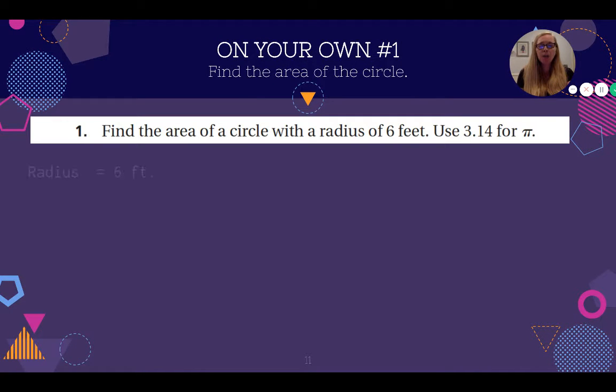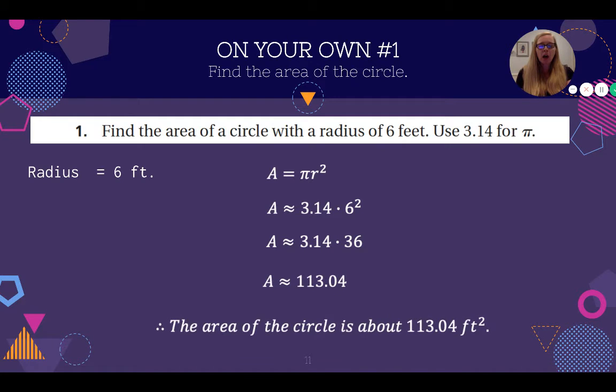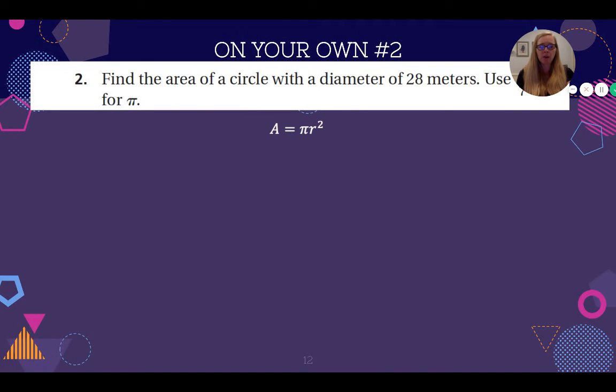On your own number 1, we are given a radius of 6 feet. We're going to write down our formula, plug in our numbers. We're using the decimal approximation because 6 is not a multiple of 7. 6 times 6 is 36, and then multiply that by 3.14. The area of a circle is 113.04 feet squared.